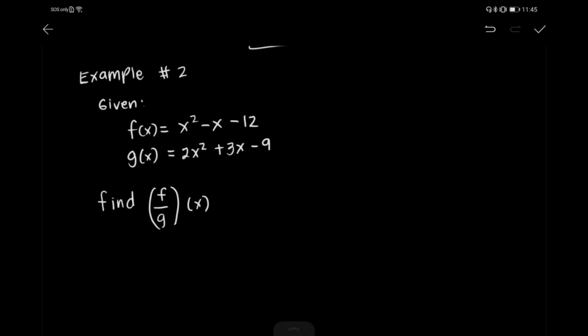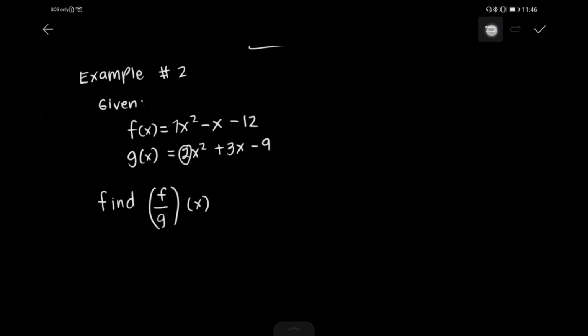Okay, so this time let us have example number 2. We have two given functions. f of x is equal to x squared minus x minus 12, and g of x is 2x squared plus 3x minus 9. As you observe, our given functions are in the form of a quadratic equation because our exponent is 2. This time, we have to factor a quadratic where the leading coefficient is 1, and factor a quadratic where the leading coefficient is greater than 1. So how are we going to do that?